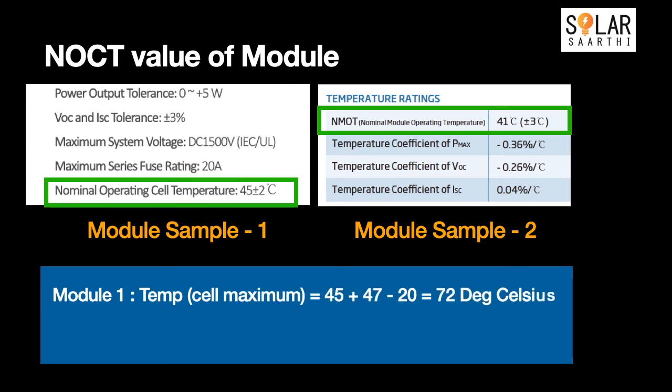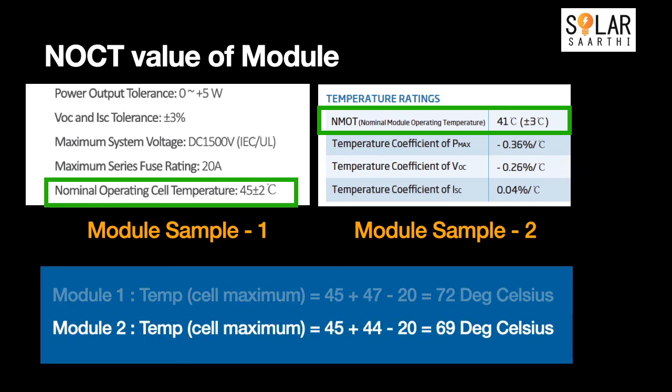So for module 1, the maximum expected cell temperature could be: 45 is the maximum ambient temperature, 47 is the NOCT value of module 1, that is 45 plus 2, the worst case scenario here, minus 20. So using the formula we can conclude that the maximum cell temperature of module 1 for the ambient temperature of 45 degrees is 72 degrees Celsius, while for module 2 the maximum possible cell temperature comes out to be 69 degrees Celsius since the NOCT value here is 44.